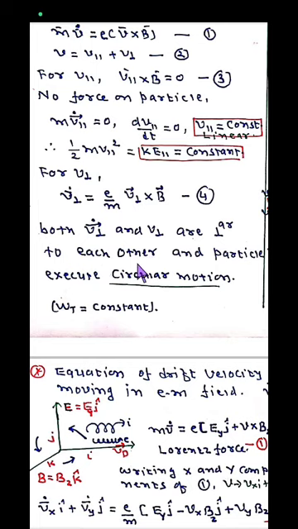Again, 1/2 m V perpendicular squared is also a constant quantity, because the particle is moving along the circle with constant speed. This is also kinetic energy. 1/2 m V perpendicular squared is a constant quantity. That means total kinetic energy, KE parallel plus KE perpendicular, also remains constant, which means the total kinetic energy of a charged particle moving in a magnetic field is constant. So this is conservation of kinetic energy when a charged particle enters a magnetic field.